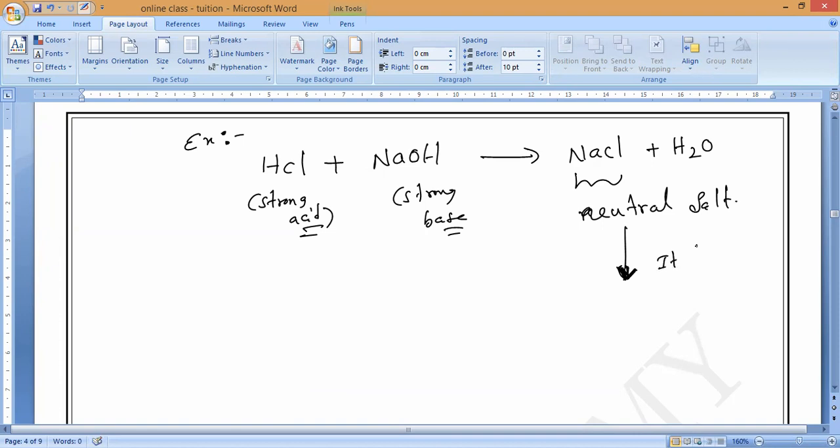Understand? It does not have any action on whom? The best indicator, called what? Litmus paper. No action on litmus. That is your point. Okay, next. Let us take one more example.